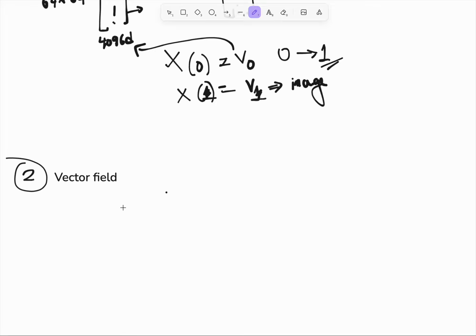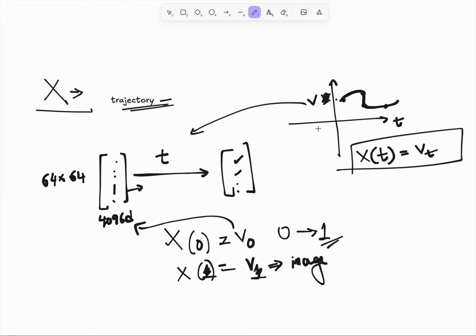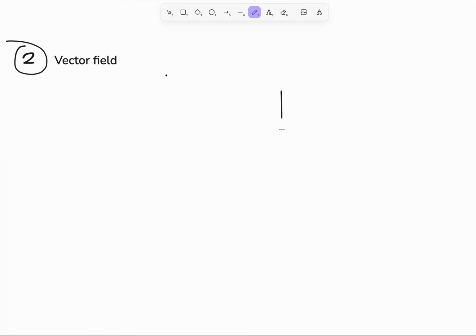Now, what is a vector field? We all know what vectors are, like this was a vector. A vector is something that has a direction and magnitude and is not restricted spatially to any place. That's the main distinction between a point and a vector. A vector can be here, it can be here.